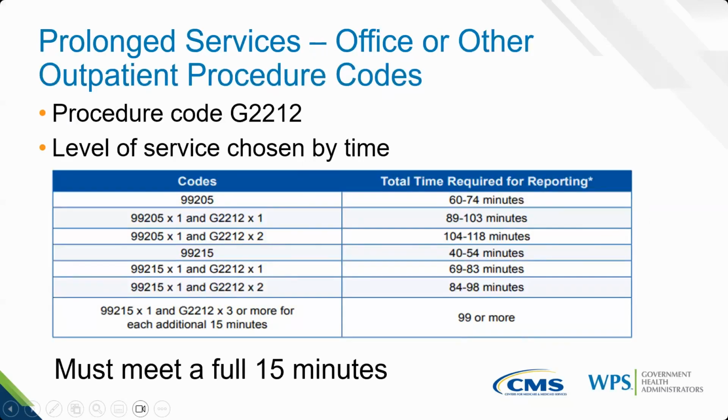So now we'll go through just briefly the prolonged services. And again, all of this information has been included in other presentations that we have done. This is the information on the prolonged procedure code G2212. You have to exceed the time of that procedure code, excuse me, by at least 15 minutes in order to submit it. If you're using multiple units of that G2212, it has to be a full 15 minutes. And so this particular chart is from the CMS information and gives you the time required for reporting each of these procedure codes.